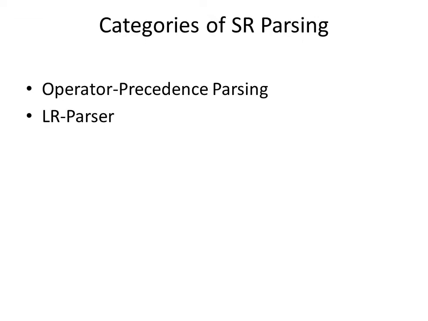There are two categories of shift-reduce parsing: operator precedence parsing and LR parsing. We will be discussing these two in the next class.